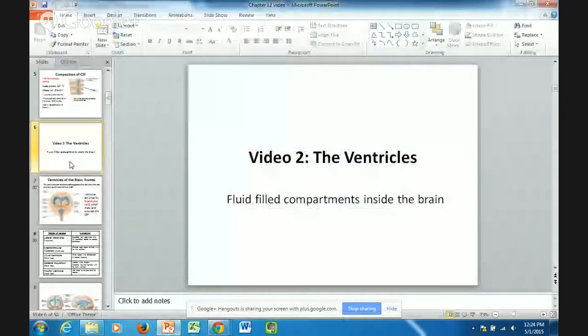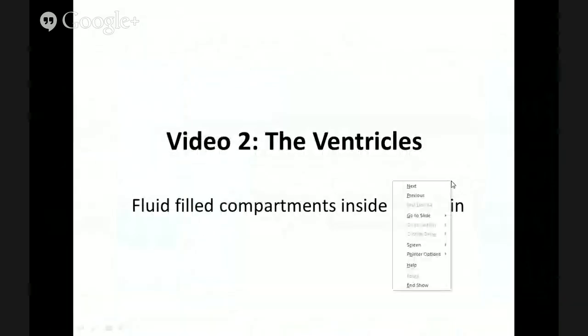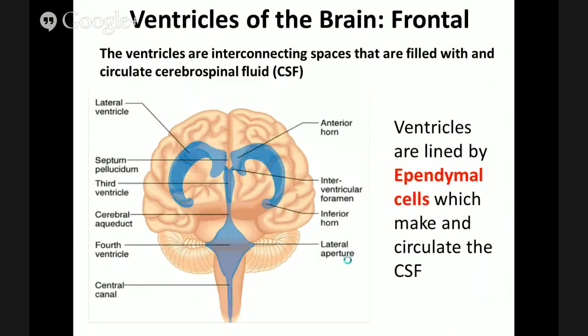Hey guys, in this video we're going to learn about the ventricles. These are spaces inside the brain where cerebrospinal fluid is found. So here are slides from our lecture PowerPoint, and let's take a look at some information and some pictures about the ventricles, the spaces for cerebrospinal fluid that are inside the brain.